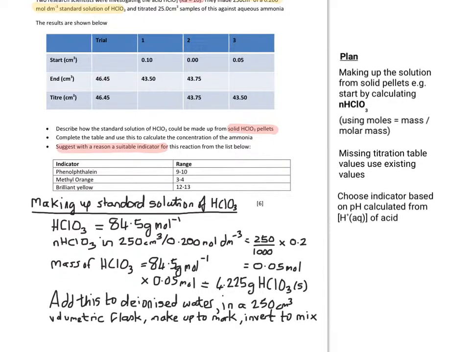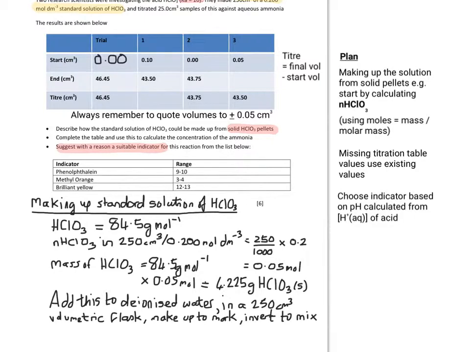So now we can have a look at how to calculate the missing values in the table. This shouldn't take too long, so you might want to grab your calculator and work alongside me on this. So I'm going to work on the premise that the titre is always going to be the final volume minus the starting volume. So my first one is obviously going to be 0.00.